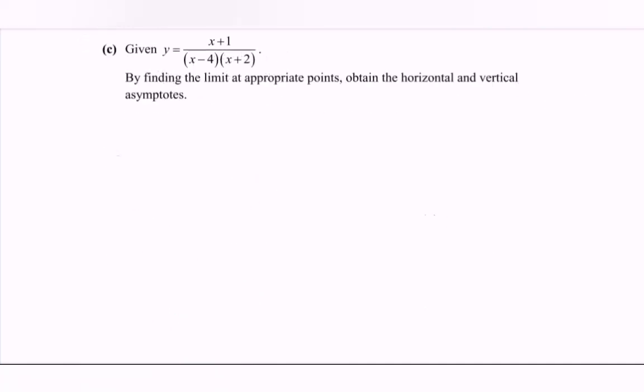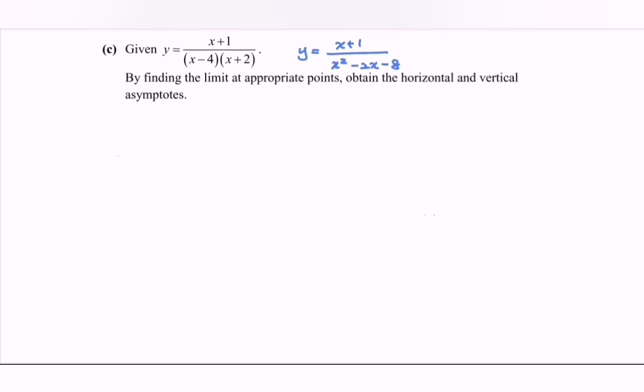So we have the c. Given y equals x plus 1 over x minus 4, x plus 2. By finding the limits at appropriate points, obtain the horizontal and the vertical asymptote. So here we have another function, y equals x plus 1 over x squared minus 2x minus 8. So that is the expansion form. For the left hand side, we have the simplest form, and for the right, we have the expansion.